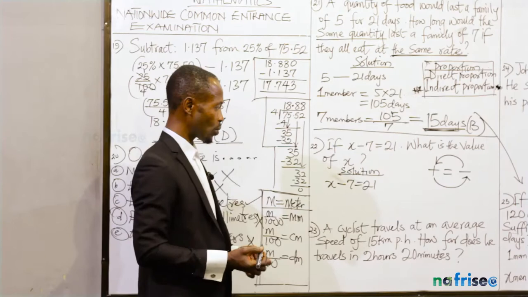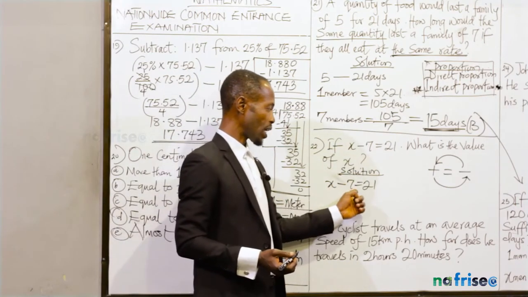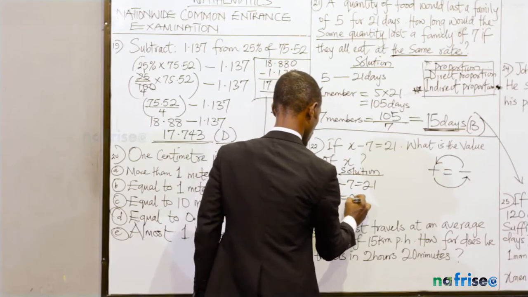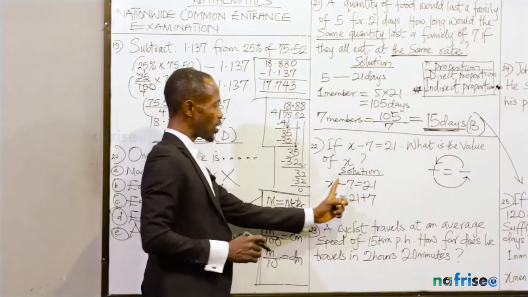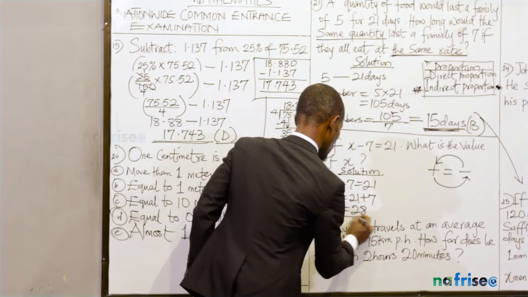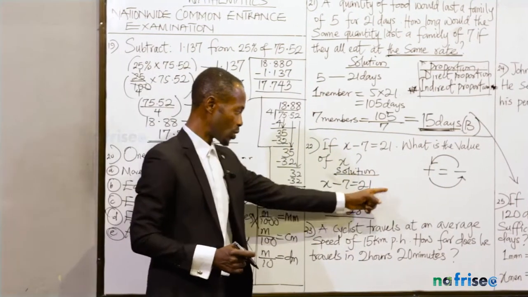So what do we do? We collect like terms. We bring in minus 7, we send it out there. This will give us x equals 21 plus 7. So minus 7 becomes plus 7. So x equals what? 28. So it is 28 minus 7 that will give you 21.